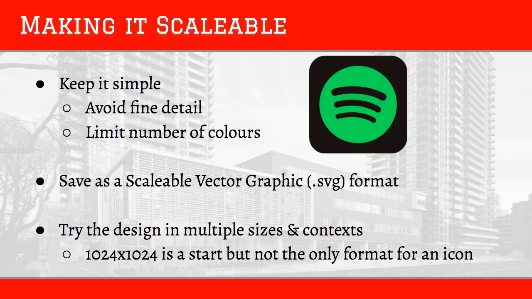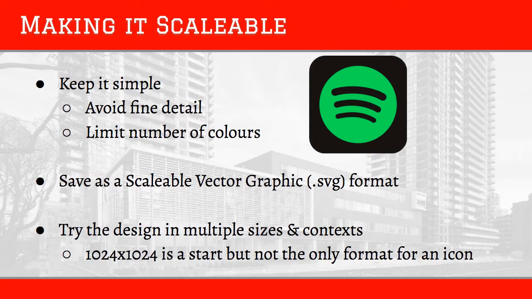Try the design in multiple sizes and contexts. Like, what if it was printed on a T-shirt? What if it was printed on a brochure? What if it was the home screen of your app? Usually 1024 by 1024 is a good start, but don't make that the only format you try. Try it in 300 by 300. What do you see? Shrink it down to a quarter of an inch by a quarter of an inch. Try it in a variety of sizes and you'll know it'll work.